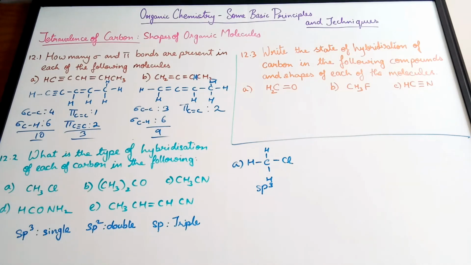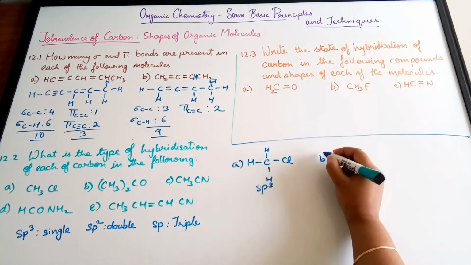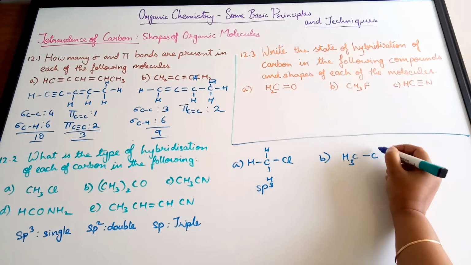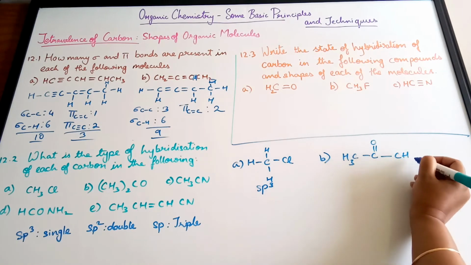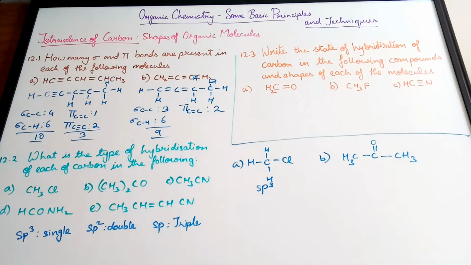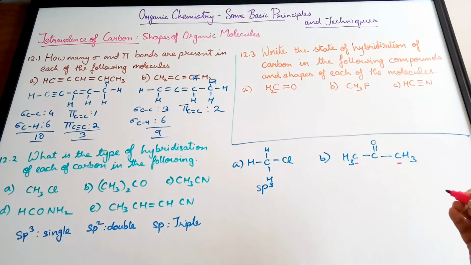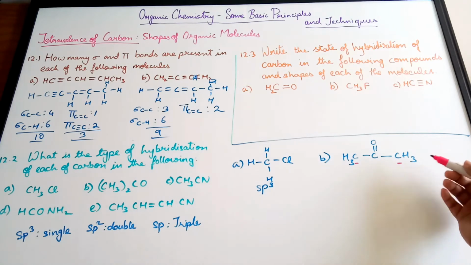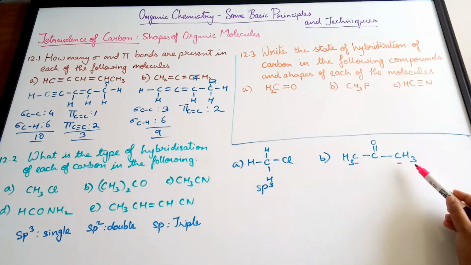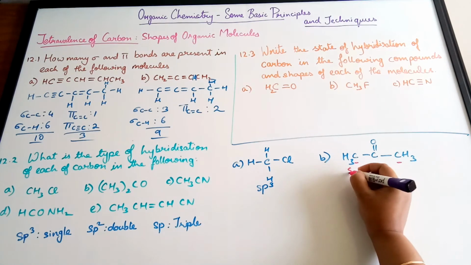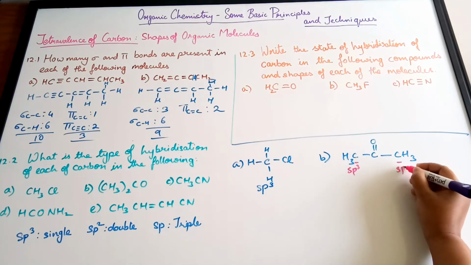Next, CH3 taken twice, CO, CH3. Now, we need to see what is the hybridization for each of these. If you notice, this carbon atom and this carbon atom, both of these are forming only single bonds. Hydrogens will be able to form single bonds only, right? So 3 plus 1 equals 4, which means they have formed single bonds only. So its hybridization is going to be sp3.